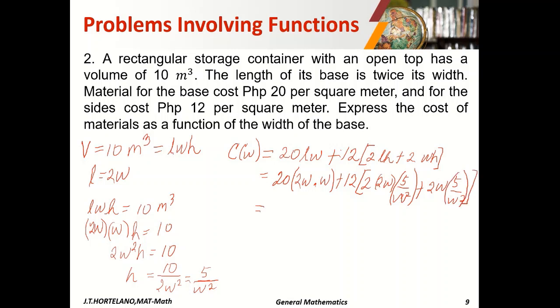Okay? Then, simplify. So, this is 20. Multiply na natin lahat. 20 times 2 is 40. W times W is W squared plus. So, in this case, pwede nating i-cancel yung W. We're left with 1 W dito. Okay? So, this will become 12 times 2 times 2 is 4 times 5 is 20. So, this is 20 over W. Plus, ito, cancel din ulit yung isang W. So, matitira 2 times 5.